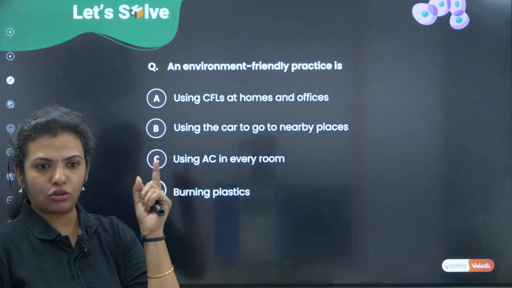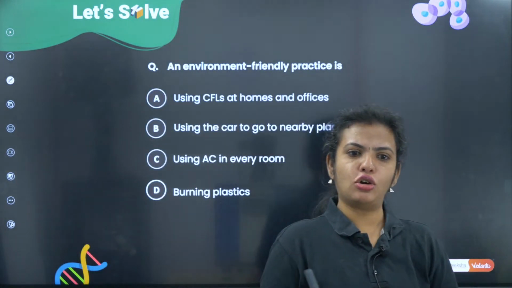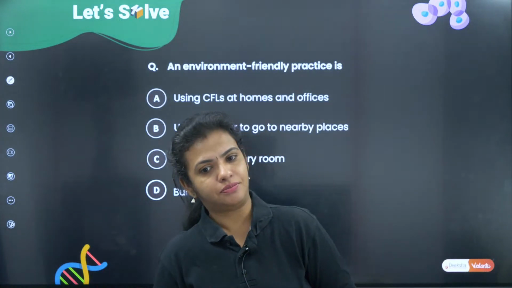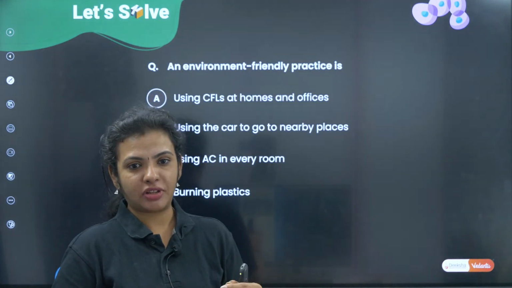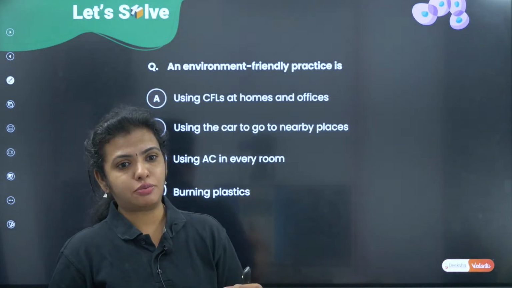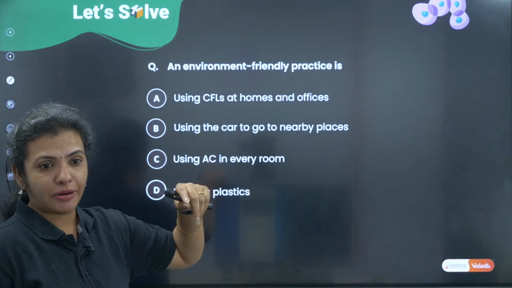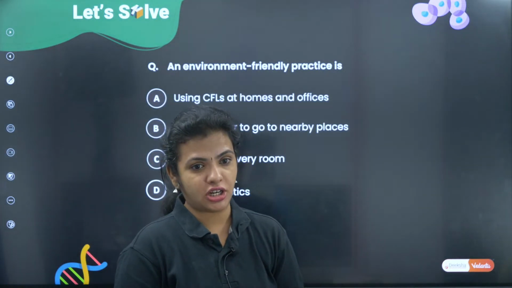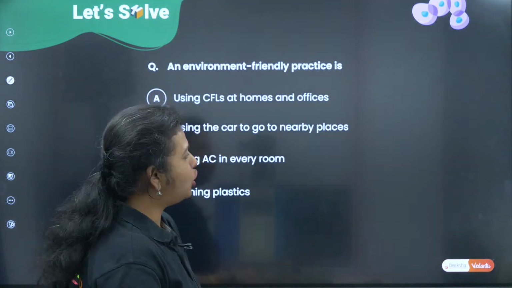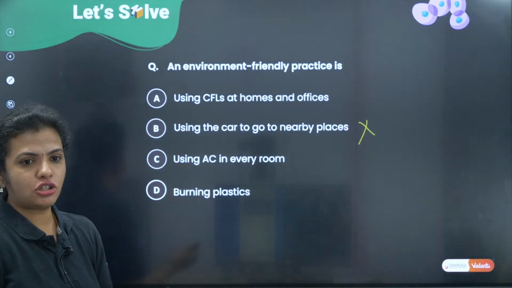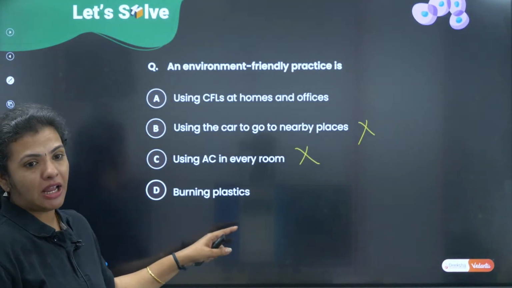Do I need to take the car to go to a nearby place? Do I need to use AC in every room? Or do I just burn plastics? Or use CFLs at homes and offices? In the last class I told you one simple concept of the elimination method, correct? If you don't know the answer, check every option. If I go to a nearby place using a car, not only am I causing air pollution, giving out smoke or diesel, correct? Usage of petrol, fuel consumption is more, smoke, noise pollution is more. Using AC in every room, again CFC is being released, correct?